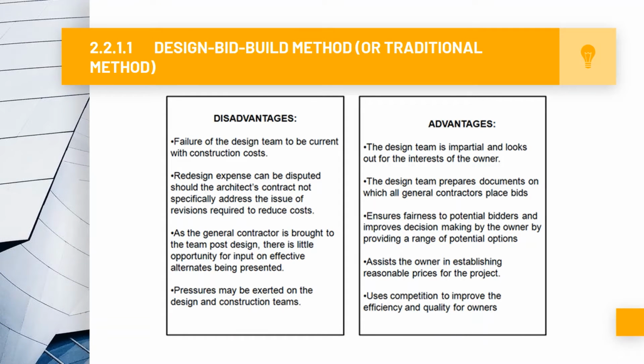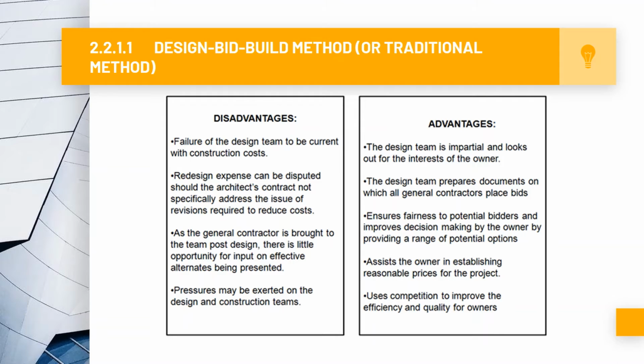So untuk design, bid and build method ataupun traditional method ni ada dia punya disadvantage dan juga dia punya advantage lah. So antara kekurangan dia ataupun disadvantages dia adalah failure of the design team to be current with construction costs. Redesign expense can be disputed should the architect's contract not specifically address the issue of revisions required to reduce costs. As the general contractor is brought to the team post-design, there is little opportunity for input on effective alternates being presented, and pressures may be exerted on the design and construction teams.